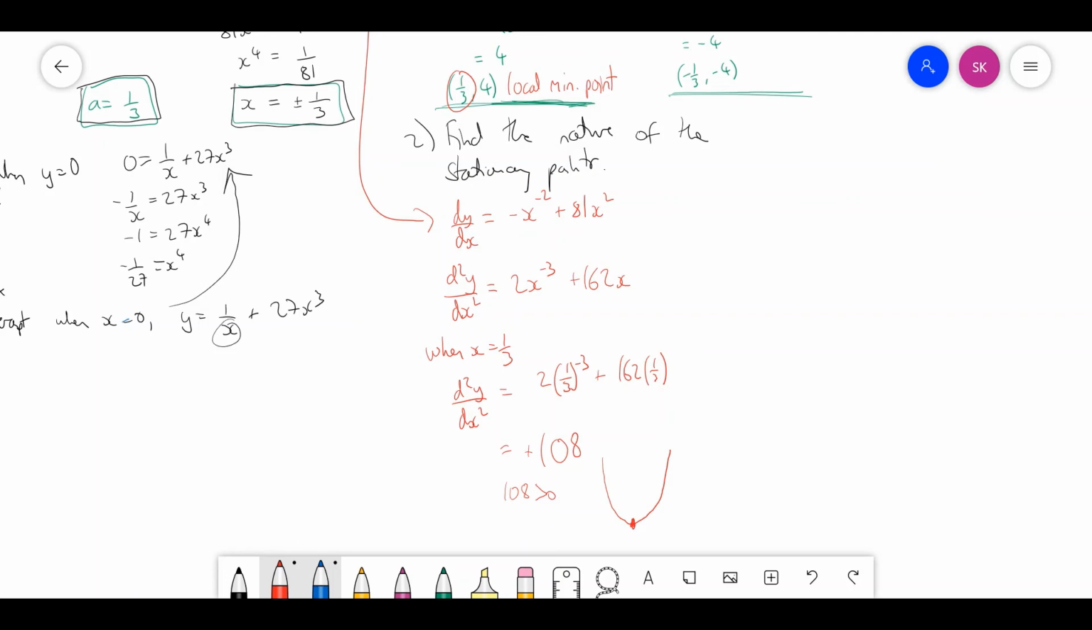So what I want you to do now, after you've made your notes, is try and do the same thing when x is negative 1/3. I want you to figure out the nature of the stationary point when x is negative 1/3. So pause the video and have a go. Press play when you're ready to keep going.